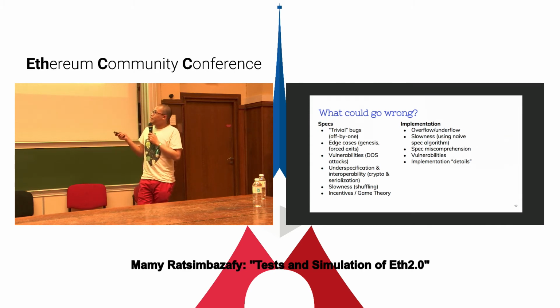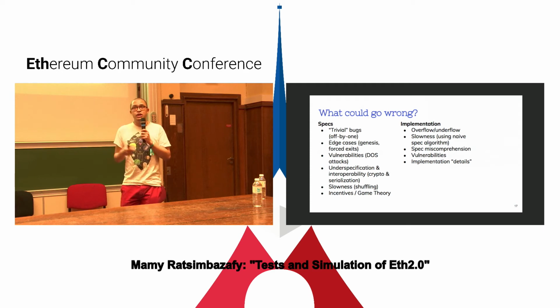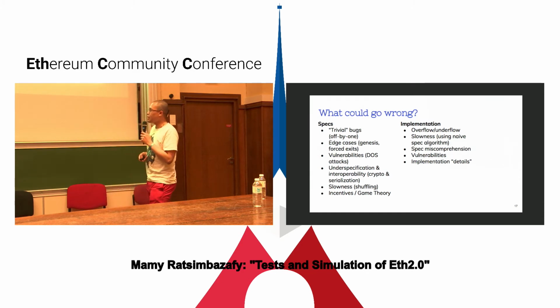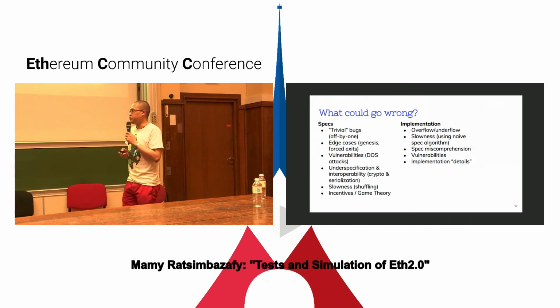In terms of issues, we can have slowness. For example, currently Vitalik released a new shuffling algorithm, but if you implement it the naive way, the shuffling is slower than the actual number of seconds you are allowed to propose a new block or attest on a new block. So you cannot implement the spec if you are just using the naive way. And you can have issues with incentives and game theory. But I'm pretty confident that Vitalik and the EF are doing well on that side.